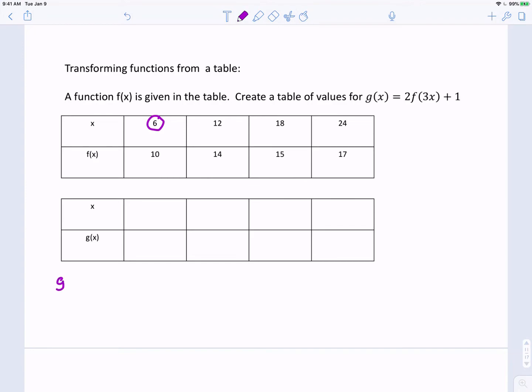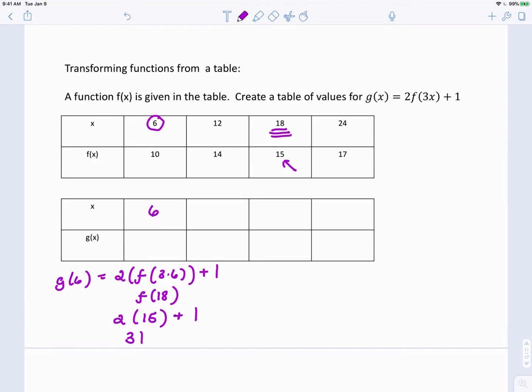Well, g of 6 would be equal to 2 times f of 3 times 6 plus 1. Well, this would be the same as f of 18. And let's see if we have a value for f of 18. Oh, we do. f of 18 we can see is 15. So this would be 2 times 15 plus 1, or in other words, 31. So if we put in a 6, our output is 31.